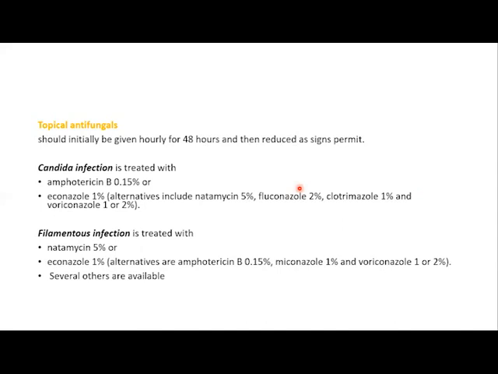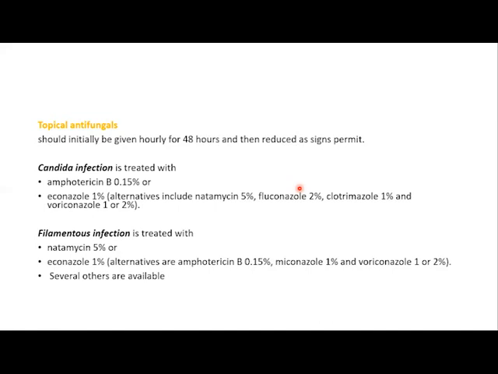Candida infection is treated with amphotericin B 0.15% or econazole 1%. Alternatives include natamycin 5%, fluconazole 2%, clotrimazole 1%, and voriconazole 1% or 2%.